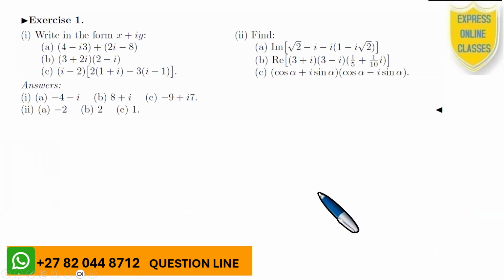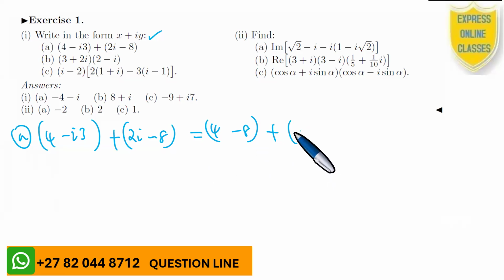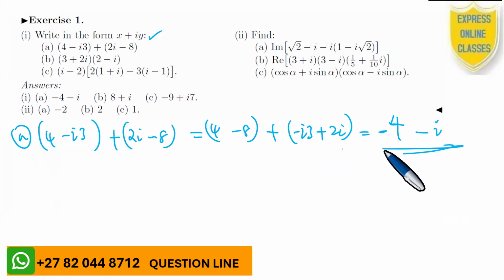Okay, I wanted us to just do, say, exercise 1 as well. So now exercise 1, for example, would be write in the form x plus iy, these things. So if you look at part A, you have 4 minus i3 in brackets, 2i minus 8. We have 4 minus 8, minus i3, 2i. 4 minus 8 is minus 4. Minus i3 plus 2i is minus i, which is exactly the answer they got.